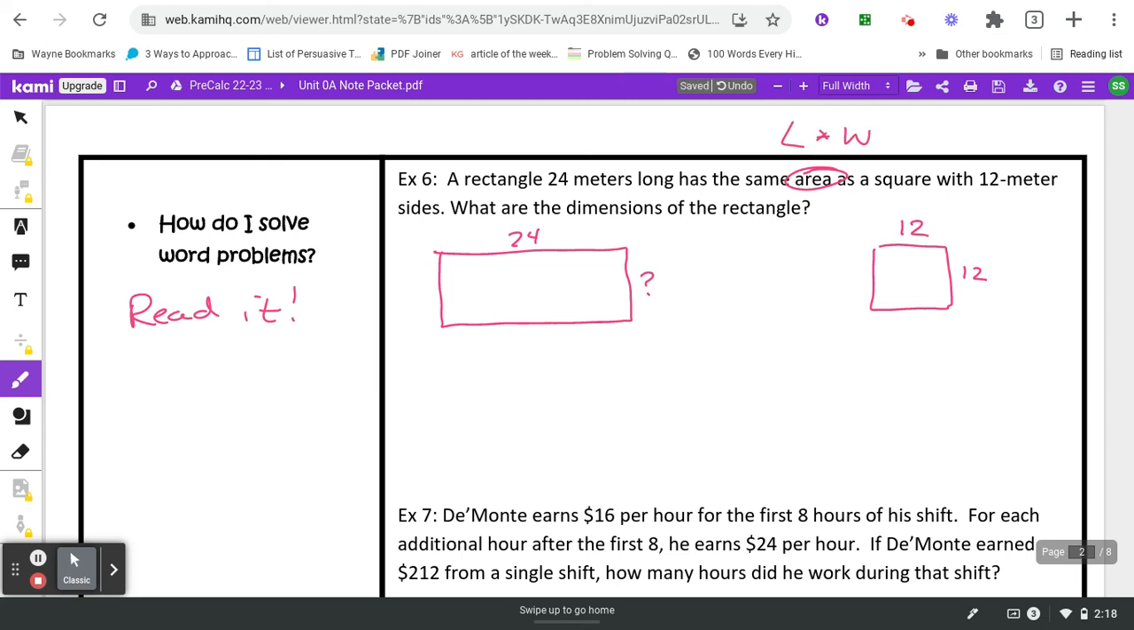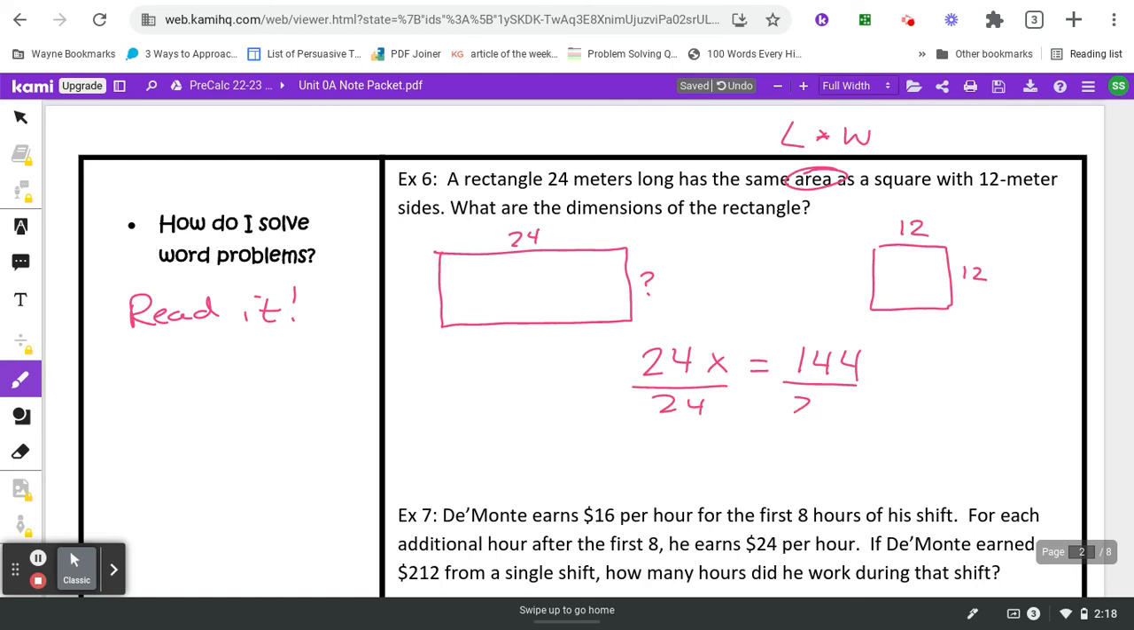So I can figure out the area of the square. It's just going to be 12 times 12, which will get me 144. And then I have to make sure it's equal to the area of the rectangle. Again, I don't know the width, but I can just go ahead and put in a variable here like an x or even a w for width.